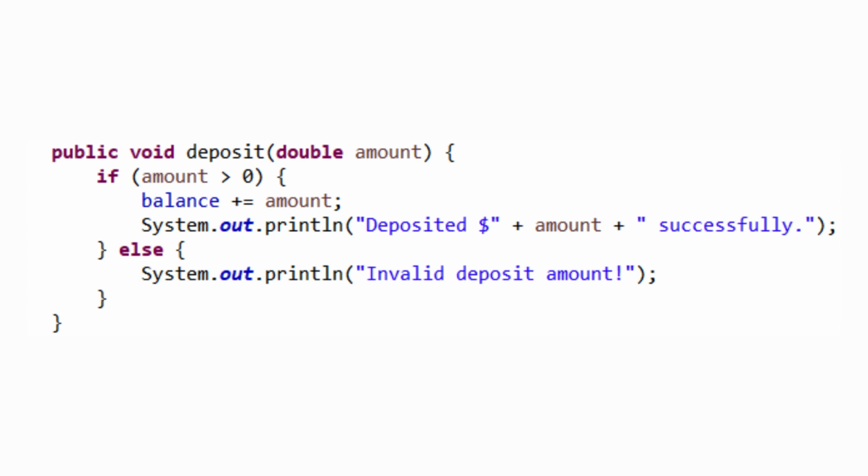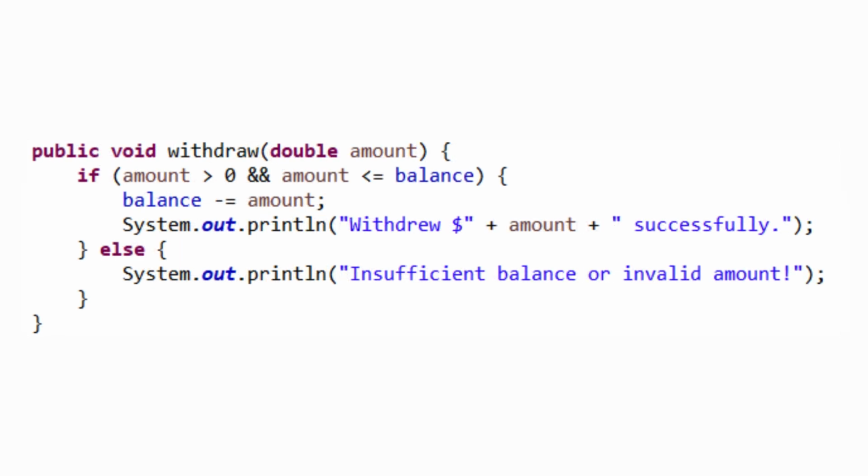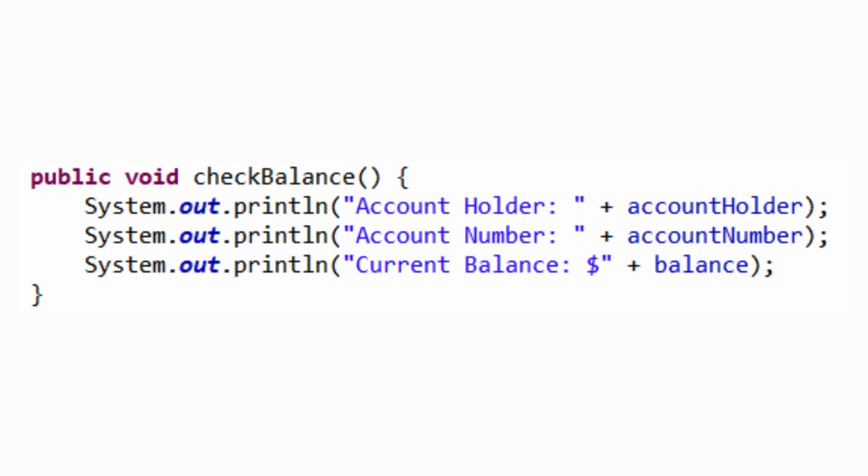We should also have a withdraw method. Public void withdraw(double amount). If amount greater than 0 and amount less than or equal to balance, balance -= amount. System.out.println("Withdraw $" + amount + " successfully"). Else System.out.println("Insufficient balance or invalid amount"). And a checkBalance method. Public void checkBalance, System.out.println("Account holder: " + accountHolder), System.out.println("Account number: " + accountNumber), System.out.println("Current balance: " + balance).